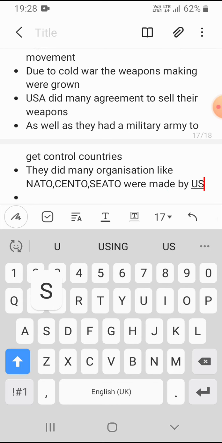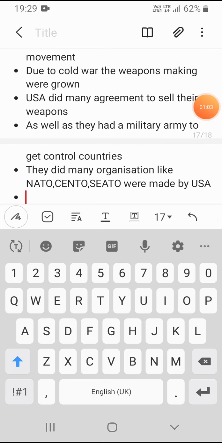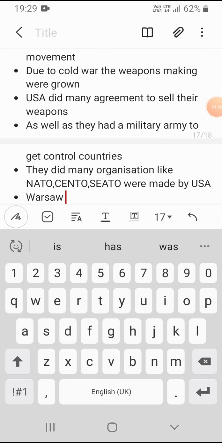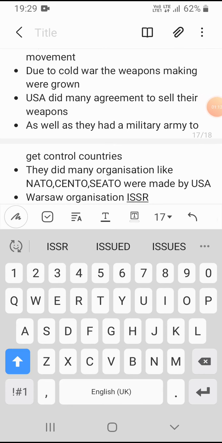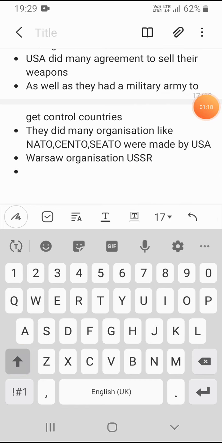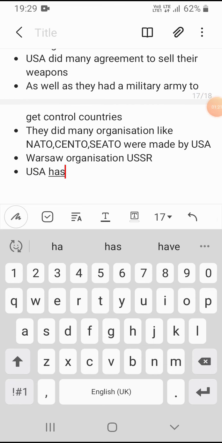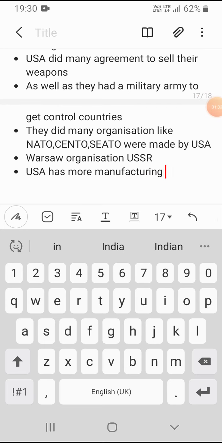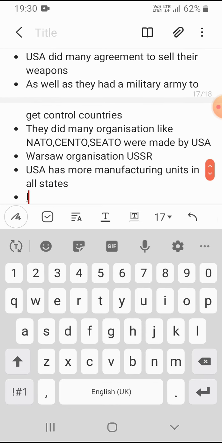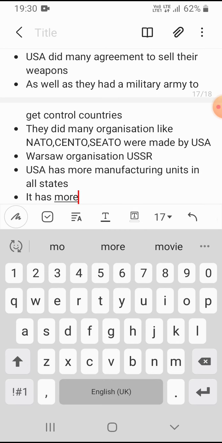So these organizations were made by the USA, whereas the Warsaw Pact was a treaty made by USSR. The USA has more manufacturing units in all its states, and it has more technology also.